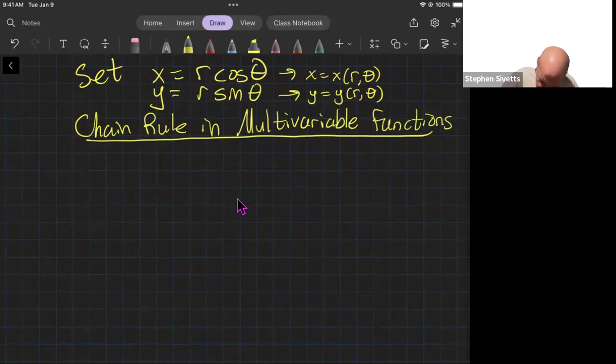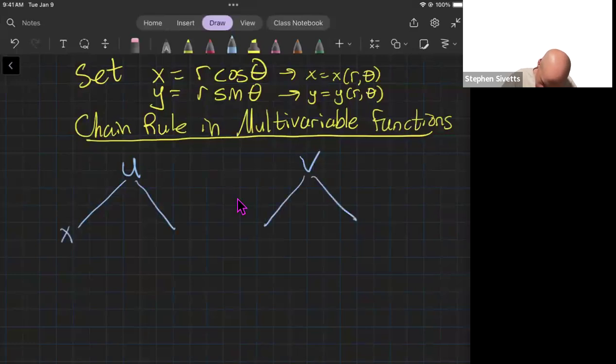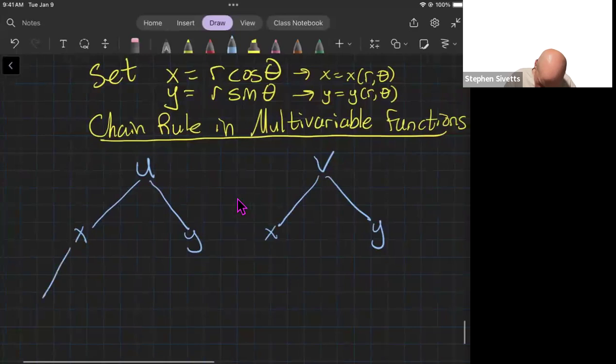So here's how it goes. We have two functions, u and v. u and v are functions of x and y. So you want to draw in branches like this. u and v are functions of x and then y, like this. But x and y are functions of r and theta.